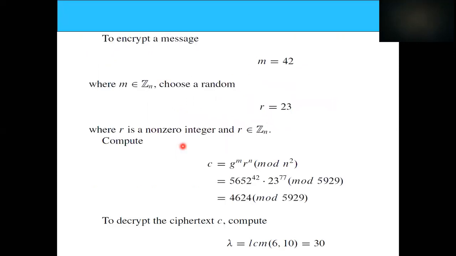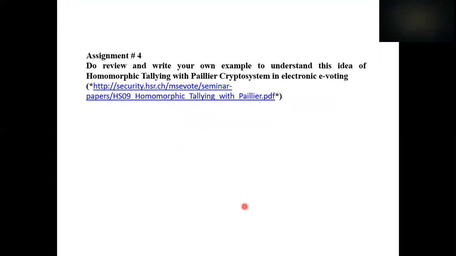And my ciphertext is like this one. So, dear student, this is one of the encryption algorithms that is based on homomorphic encryption. And this is your fourth assignment. Do review and write your own example to understand this idea of homomorphic encryption with the Paillier cryptosystem in electronic e-voting. This is one of the links to understand the basic concept of the homomorphic encryption algorithm and how you can implement it in electronic e-voting. I mean to say how to secure an electronic e-voting system.